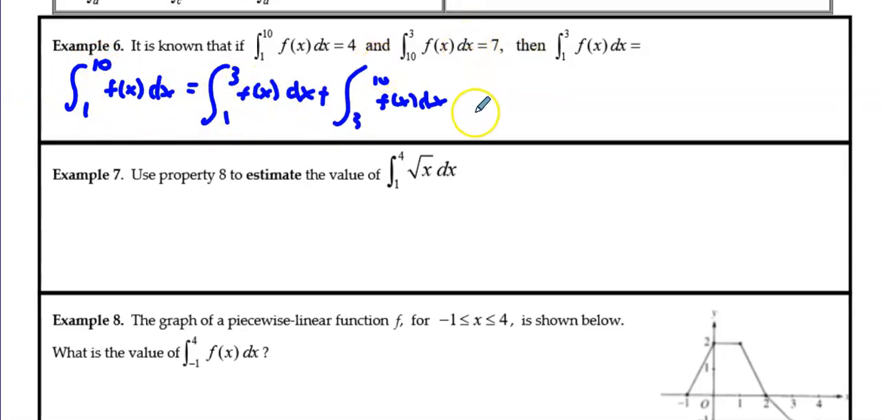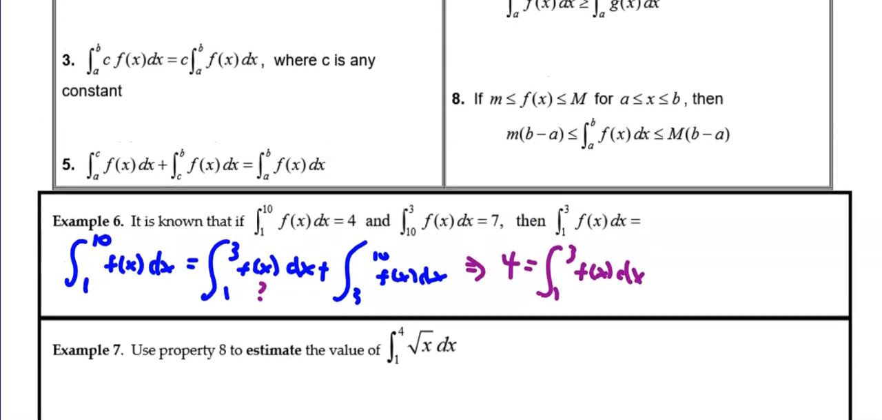So now we actually start plugging in what we know, right? So we know that the integral from 1 to 10 of f of x dx is actually equal to 4. So we can go ahead and substitute that in as 4. We're trying to figure out what this is. We don't know what this is. So this is going to be the integral from 1 to 3 of f of x dx. Now, our issue here is that we want the integral from 3 to 10 of f of x dx, but we were given the integral from 10 to 3.